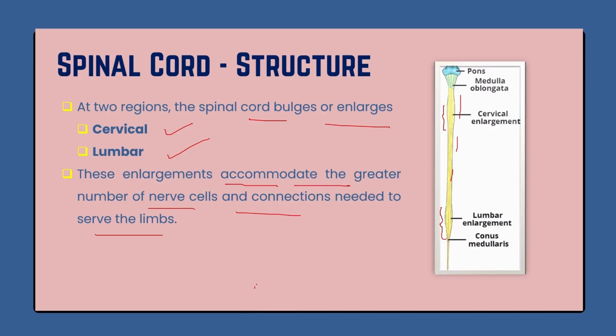Alright, so your spinal cord has two bulges or enlargements, one for your upper limb and one for your lower limb. Where are they? One right at the top for cervical and one at the bottom in lumbar area.